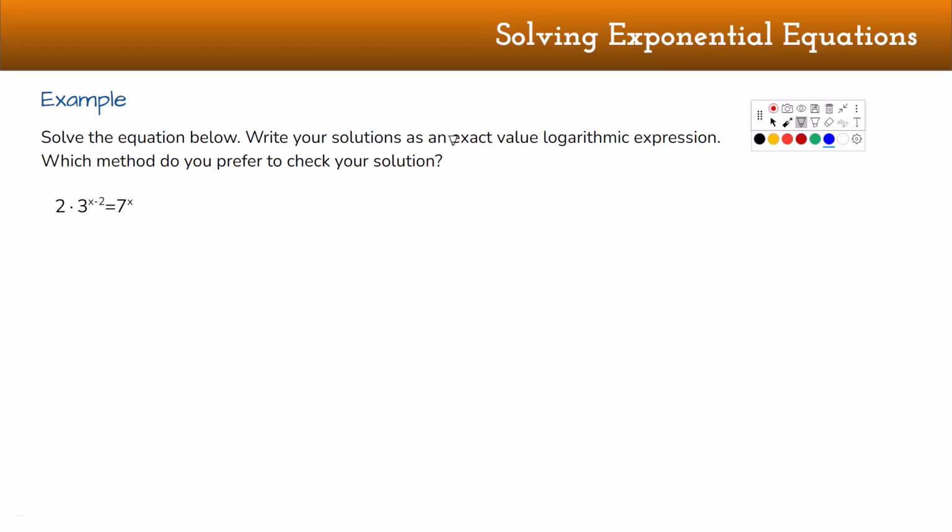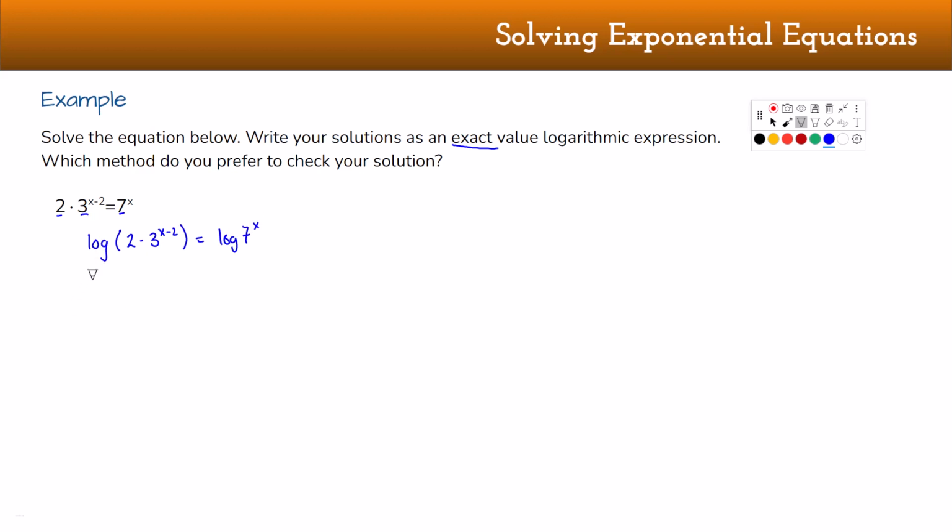Okay, so this question is asking us to solve the equation below. Write your solutions as an exact value logarithmic expression. And which method do you prefer to check your solution? So let's go ahead and look at this here. Well, the first thing I notice, I definitely have nothing here that has the same base, and I can't divide by that 2. So the first thing I'm going to do is take the logs of both sides. So I'm going to say log of 2 times 3 to the x minus 2 and log of 7x.